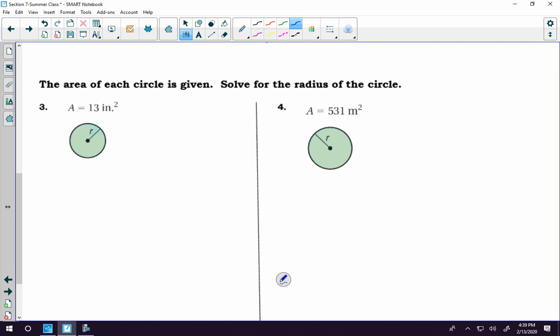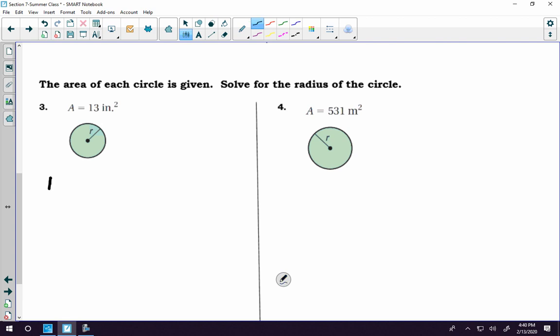Now we're using the formula for the area of a circle, but now we're not looking for the area of the circle, we're looking for the value of the radius. So we want to make sure that we understand what we're doing here. The directions say the area of each circle is given. Solve for the radius of the circle.